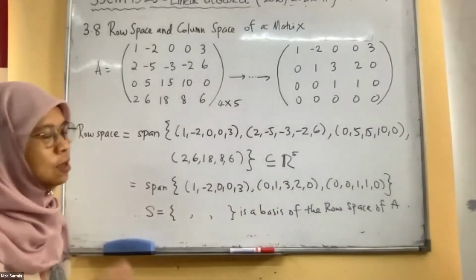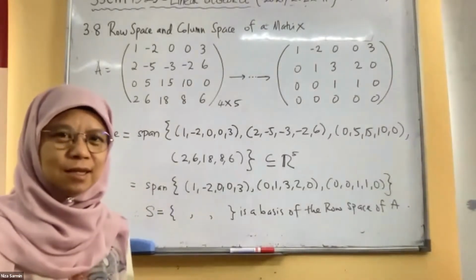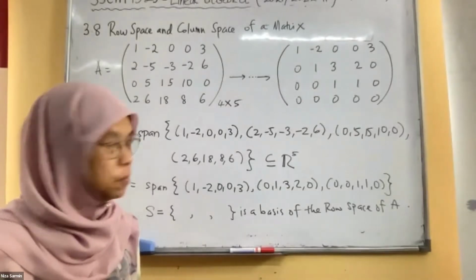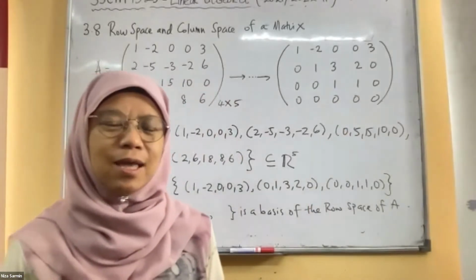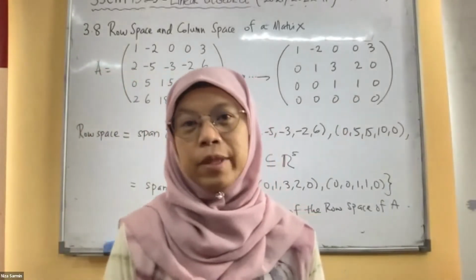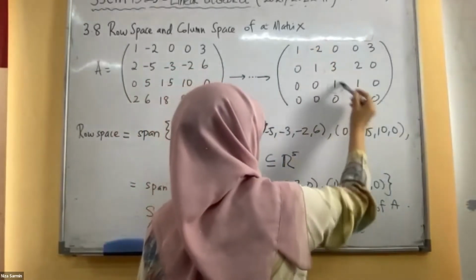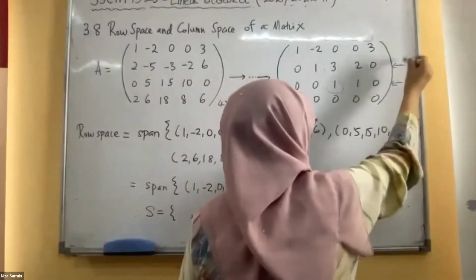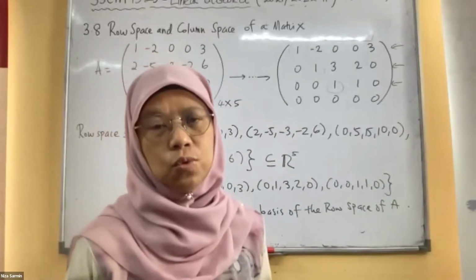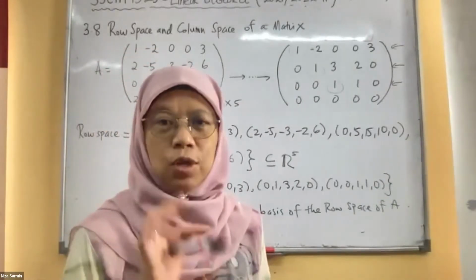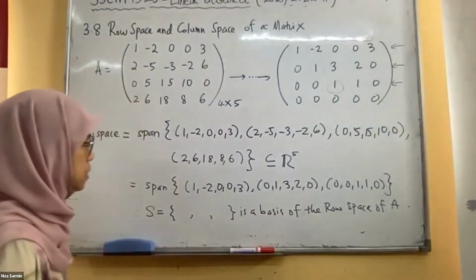Okay, so the calculation is just to reduce until row echelon form. It doesn't have to be reduced row echelon form. As long as you go to row echelon form, and you know it's row echelon because there's 1, zeros, 1, zeros, 1, zeros. And then you take the non-zero rows. You take the non-zero rows. So only 3. So this is the basis of the row space.